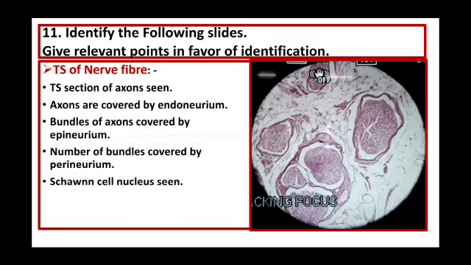So we'll go on to the identification points. This is the TS of peripheral nerve, where you can see sections of axons. Individual axons are covered by endoneurium. Bundles of such axons are covered by epineurium, and further the number of bundles are enclosed within the perineurium. Occasional Schwann cell nucleus is seen.